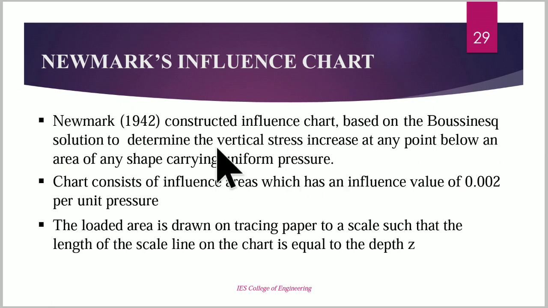Now coming on to the next topic, Newmark's influence chart. Newmark in 1942 constructed an influence chart based on Boussinesq's solution to determine the vertical stress increase at any point below an area of any shape carrying uniform pressure. This chart consists of influence areas, each of which has an influence value of 0.002 per unit pressure. The loaded area is drawn on tracing paper to a scale such that the length of the scale line on the chart is equal to the depth Z.